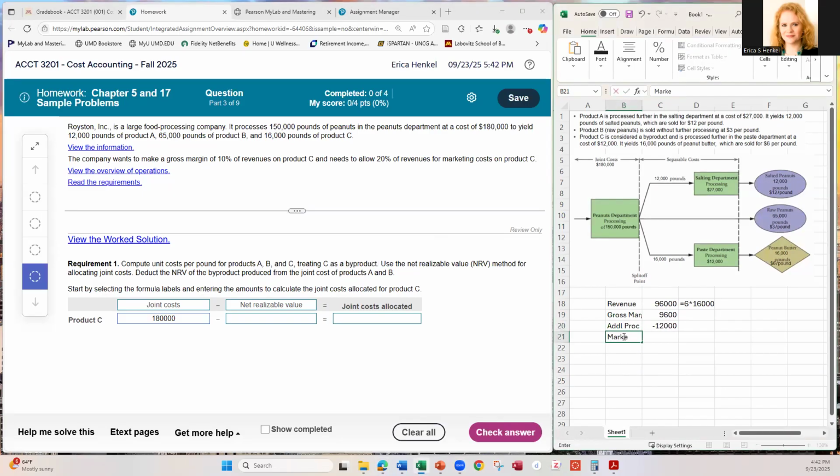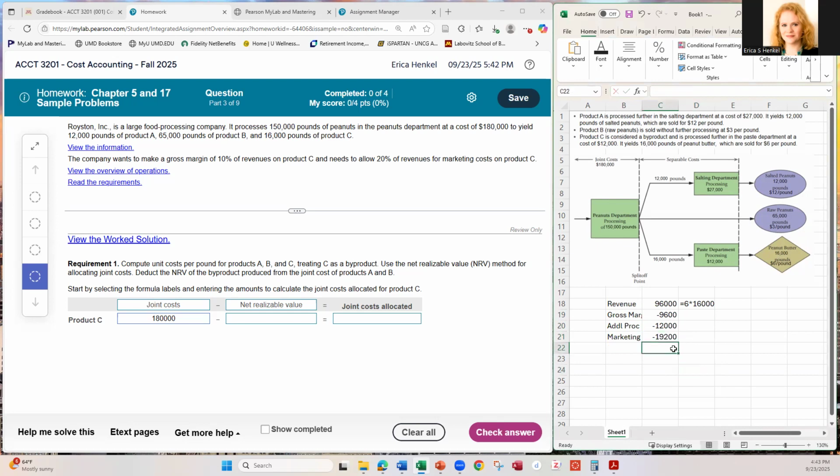Okay. I'm going to put that as a negative there because we want to make sure we make that much money, right? So marketing costs end up being 20%, 0.2 times 96,000, so 19,200.